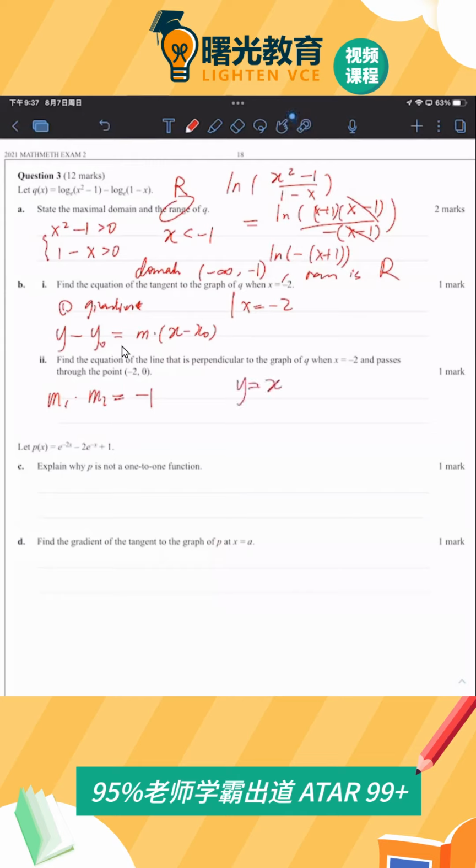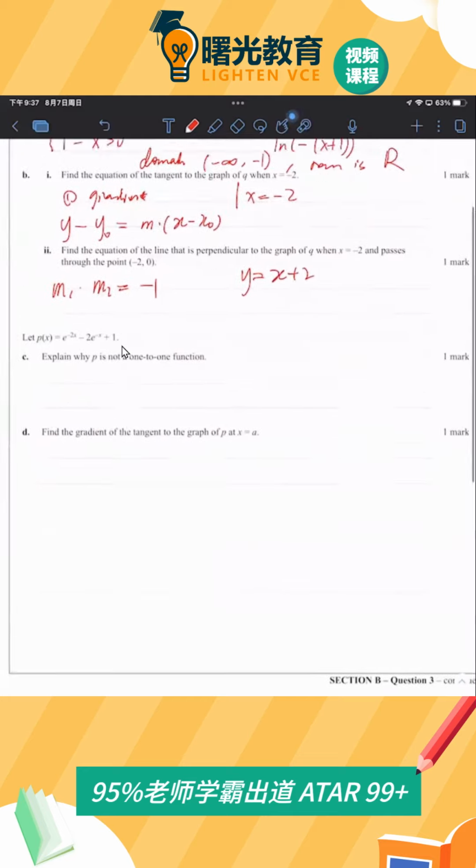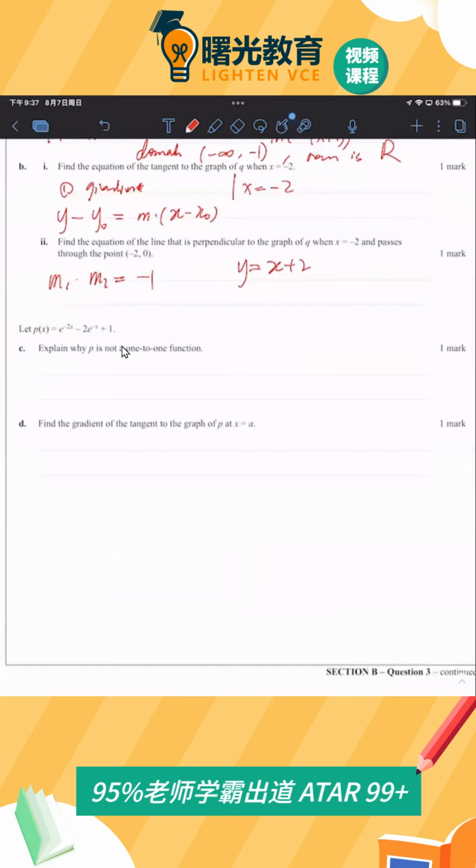That is y equals x plus 2. Again, use technology. Now, the main issue happened on the following question.